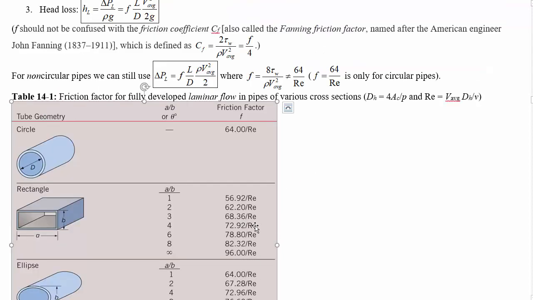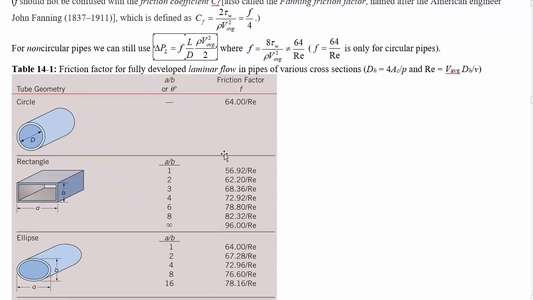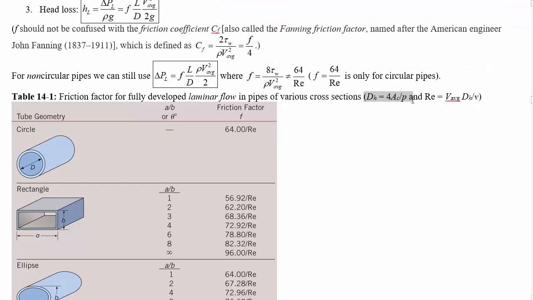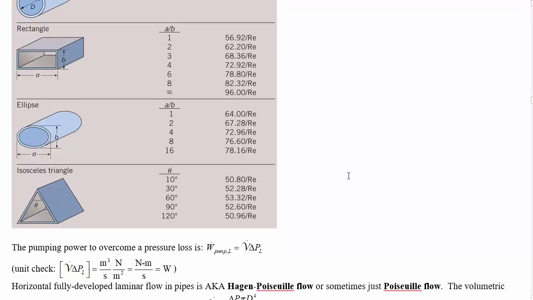Now, for the Reynolds number and for the D that you would use in this equation, for all of these other non-circular pipes, you have to use the hydraulic diameter that we defined earlier as the cross-sectional area multiplied by 4 divided by the wetted perimeter, the perimeter from the inside.